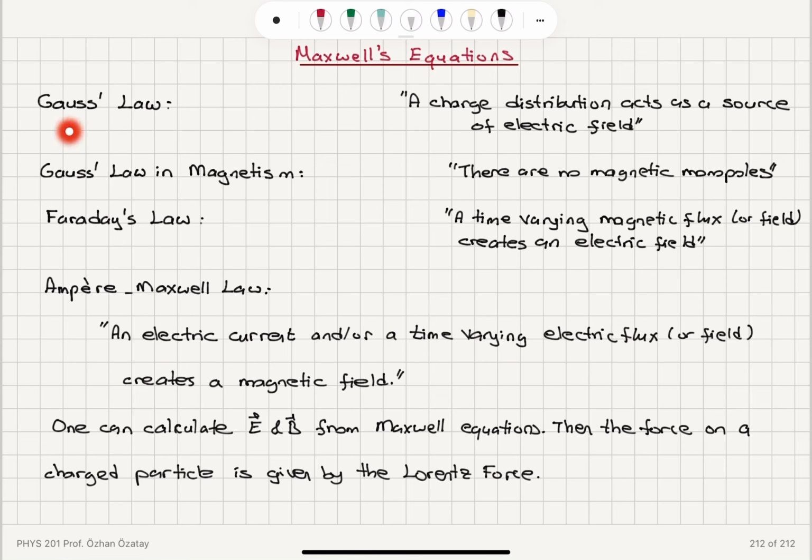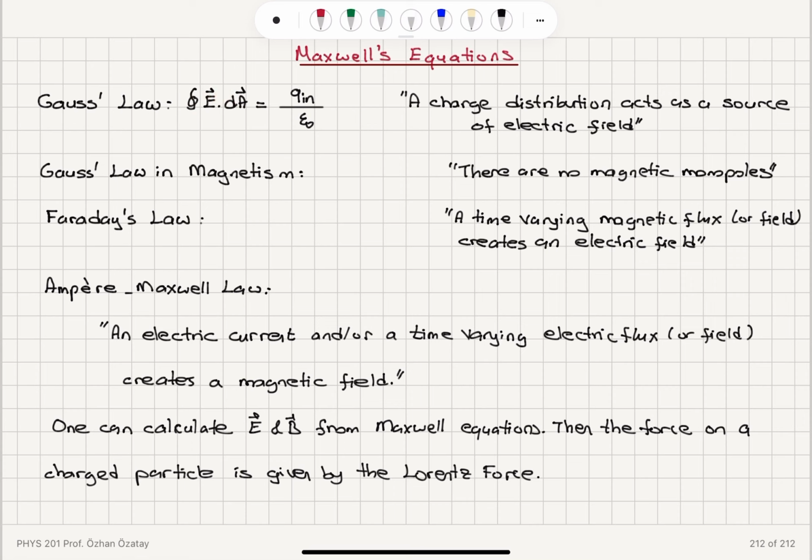The first equation was Gauss' law, and Gauss' law is the closed surface integral E dot dA, the electric flux through a closed surface, is equal to the charge enclosed by that surface, Q in, divided by epsilon zero, permittivity of free space. And in words, it says that a charge distribution acts as a source of electric field. So when you have a non-zero charge distribution inside a closed surface, this will create an electric flux and therefore an electric field.